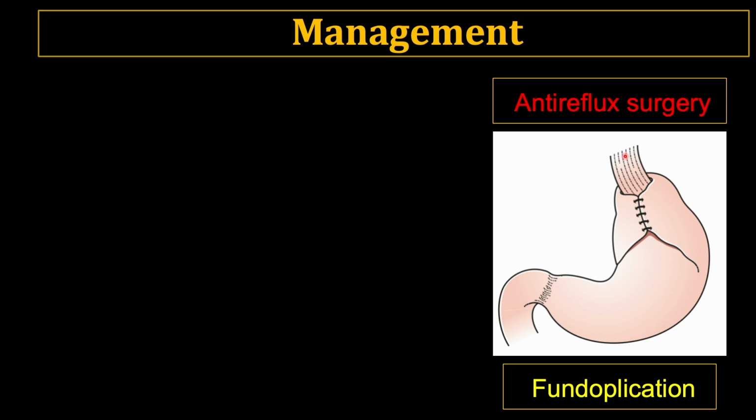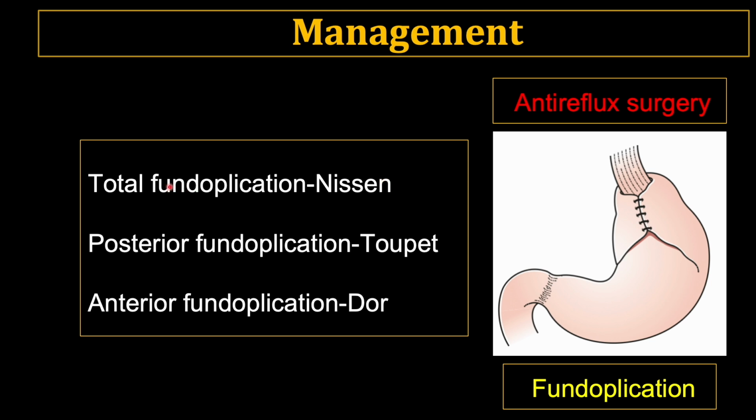There are three different types of fundoplication surgery described. One is total fundoplication, where the wrap covers all around the esophagus. This is described by Nissen, that is why it is known as Nissen's fundoplication. The other two are partial fundoplications, because the anterior or posterior part of the esophagus remains open. If the posterior part of the esophagus is fully covered, then it is known as posterior fundoplication, described by Toupet. If the anterior part of the esophagus is covered, then it is known as anterior fundoplication, described by Dor.